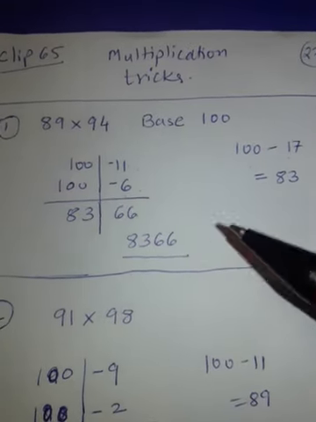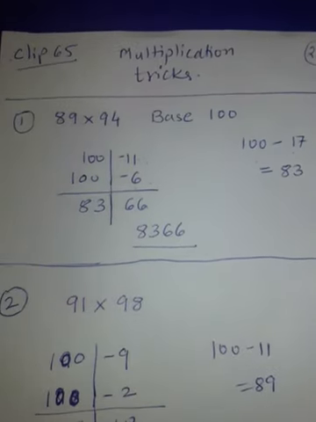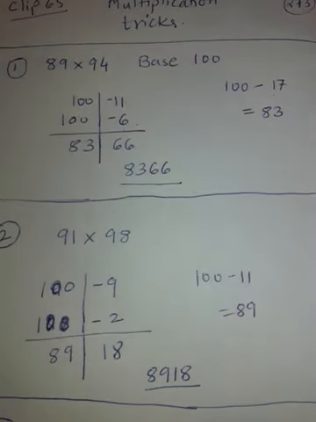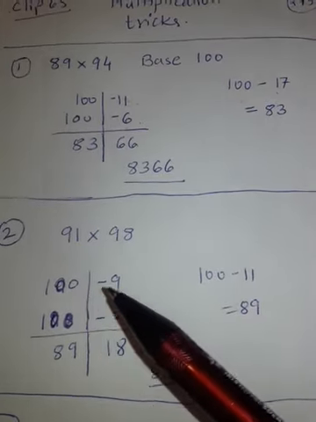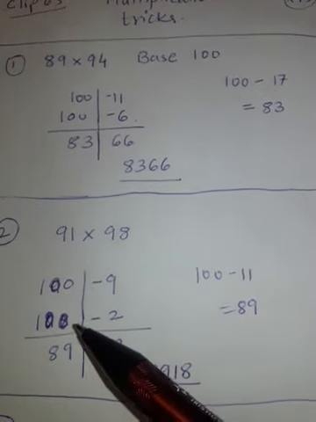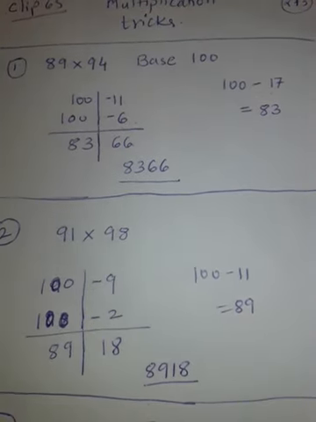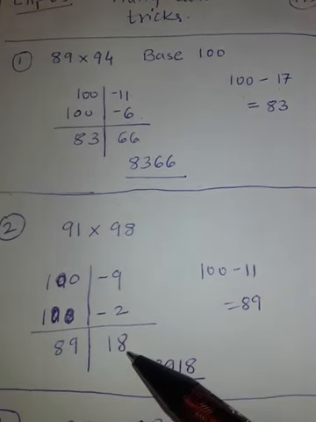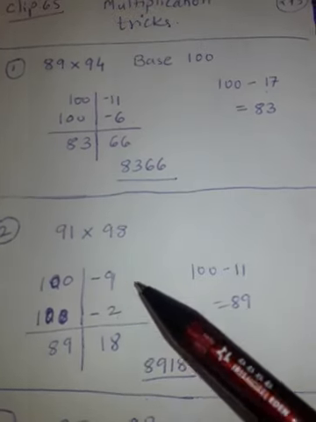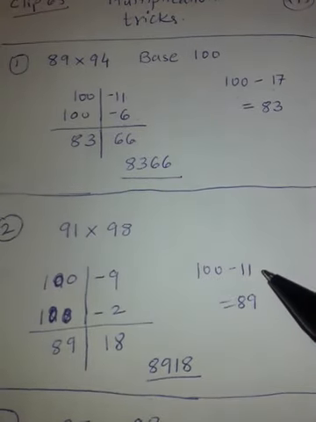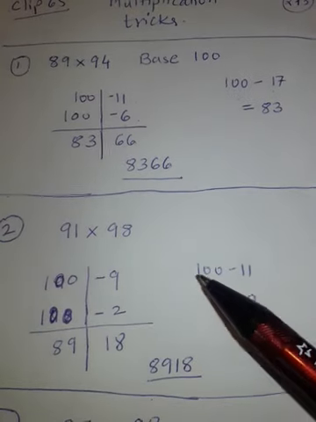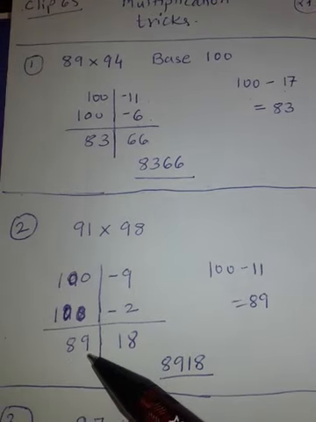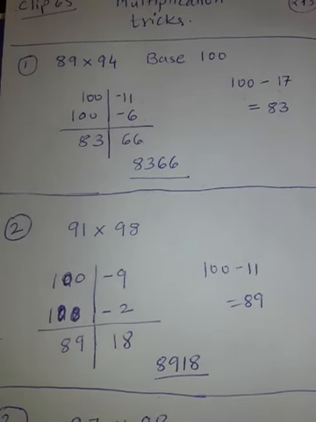We are going to solve a few more examples so that this procedure becomes very clear to you. Next example, say 91 multiplied by 98. Now what is 91? It is 100 minus 9. 98 is 100 minus 2. So I have written it using base 100. Now take their product. Minus 9 and minus 2, product is 18. Take their sum. Minus 9 and minus 2, it is minus 11. So what I am going to do now? 100 minus 11, that is 89. Just write 89 here. That's your answer.